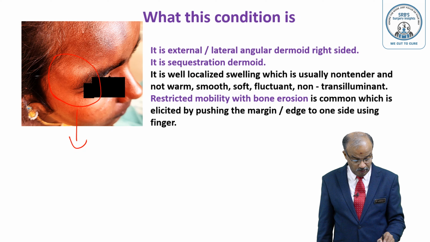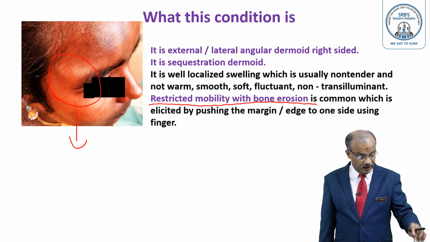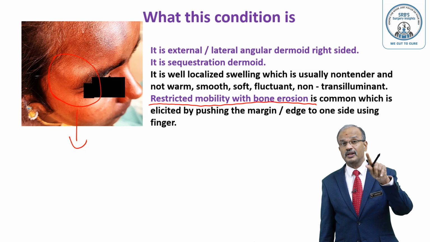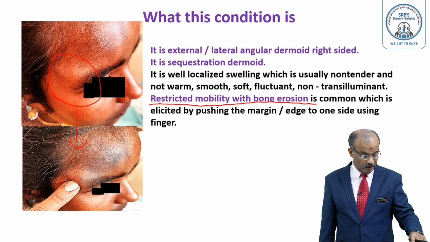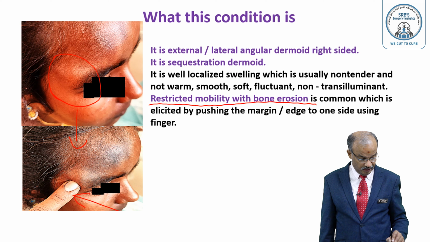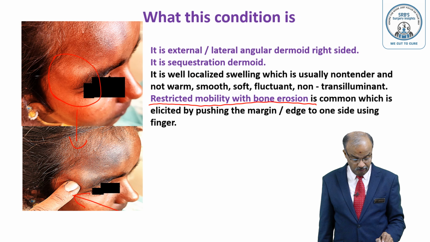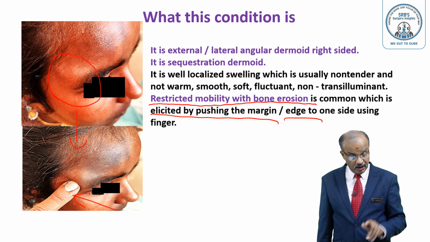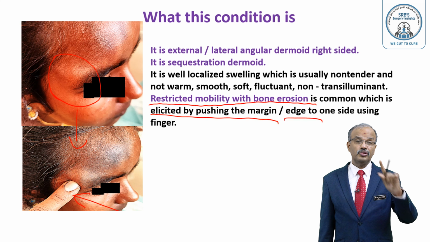So restricted mobility, that is very, very important. With the bone erosion, there is erosion sign, not slip sign. Slip sign is a feature of lipoma. Put the finger over the edge, you can feel the erosion. See that? This is the one. Slip sign is in lipoma, but the method is the same. But here you will see the bone erosion. So by pushing the margin, eliciting it by pushing the margin, that's our edge, you can feel the erosion. This is a very important test to find out whether bone erosion is there or not.